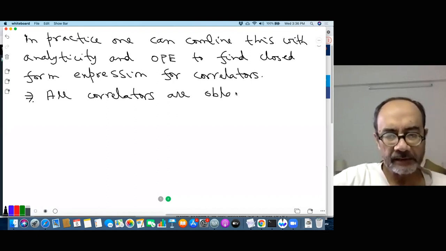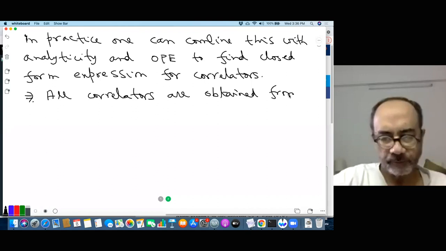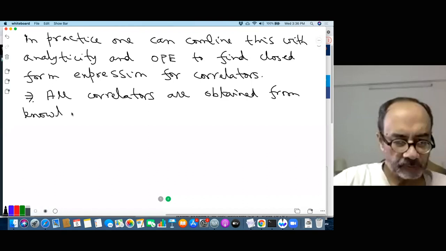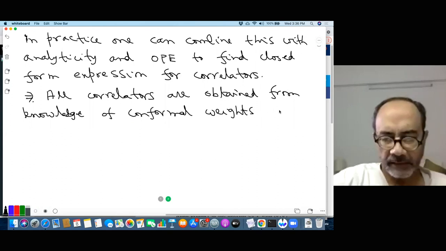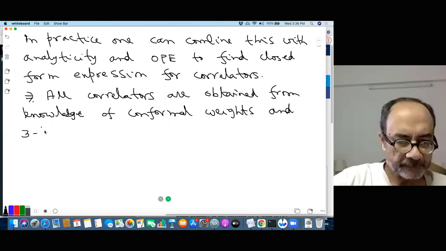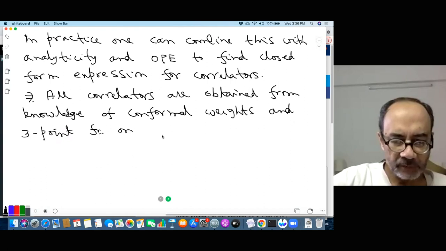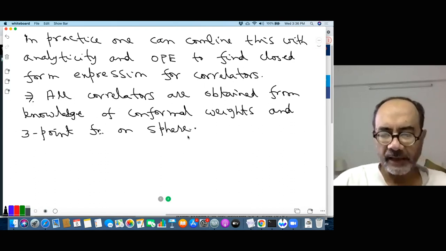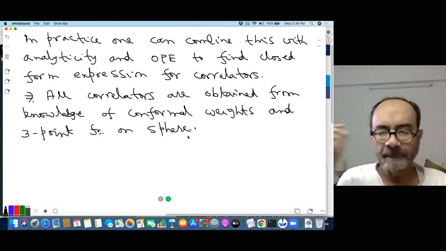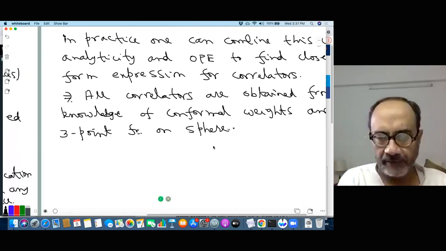And this also says something else, that all correlators are obtained from knowledge of conformal weights and the sphere three-point function. Because you can start with the sphere three-point function and then start sewing punctures to build spheres with a larger number of punctures, and then you can start sewing punctures on the same sphere to build up the higher genus correlation functions. The conformal weights are needed because, as you can see in the formula that we had, you do need the information about the conformal weights of the basis states.